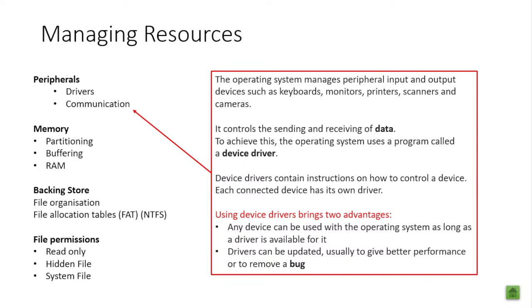So how does the operating system manage peripheral devices? When you plug something into your computer, the operating system manages peripheral input and output on your motherboard. Input devices and output devices could be keyboards, monitors, printers, scanners, cameras. And it controls the sending and receiving of data. So the operating system manages everything to do with how the data gets from one place to another.